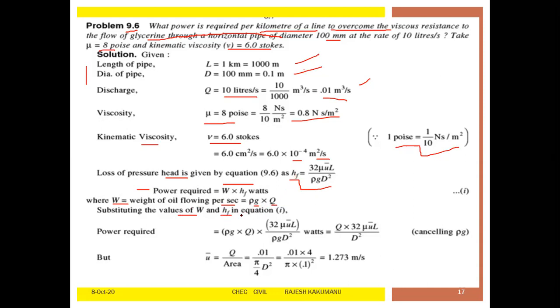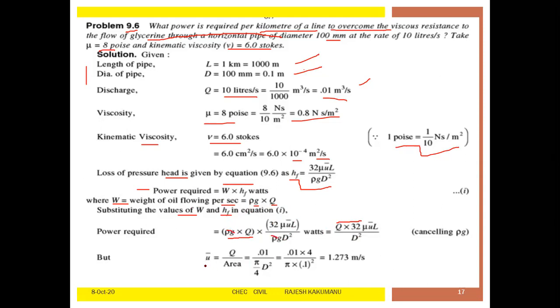Power is equal to rho g into Q into hf, that is rho g into Q into 32 mu into u bar into L by rho g d square. That is equal to Q into 32 mu u bar L divided by d square, cancelling the rho g. This is what we got.